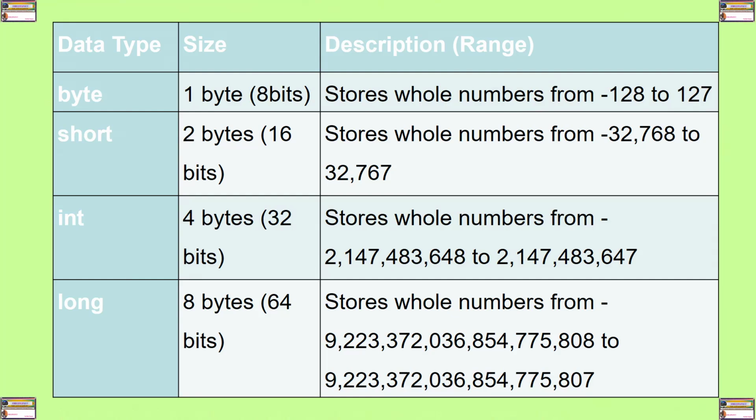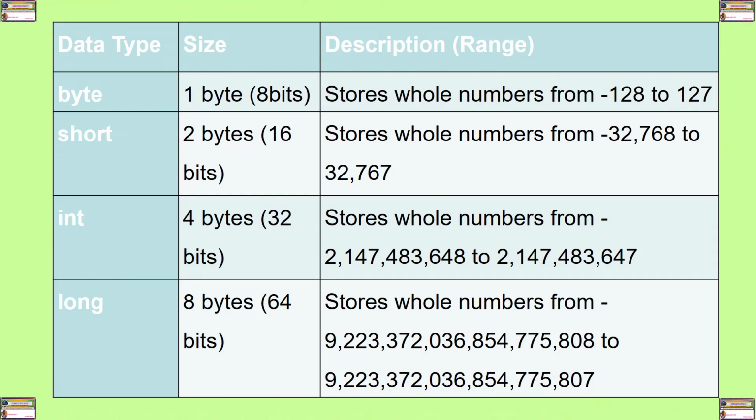Now, this data type stores whole numbers whose range is negative 32,768 to positive 32,767. And therefore, my dear students and the rest of the learners, if the memory you are going to set aside is going to be used to hold values that range between negative 32,768 and positive 32,767, then the short data type is the best.